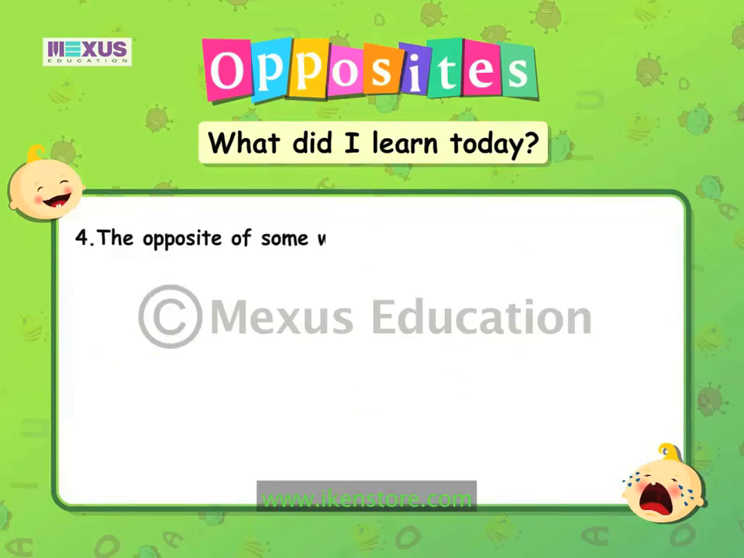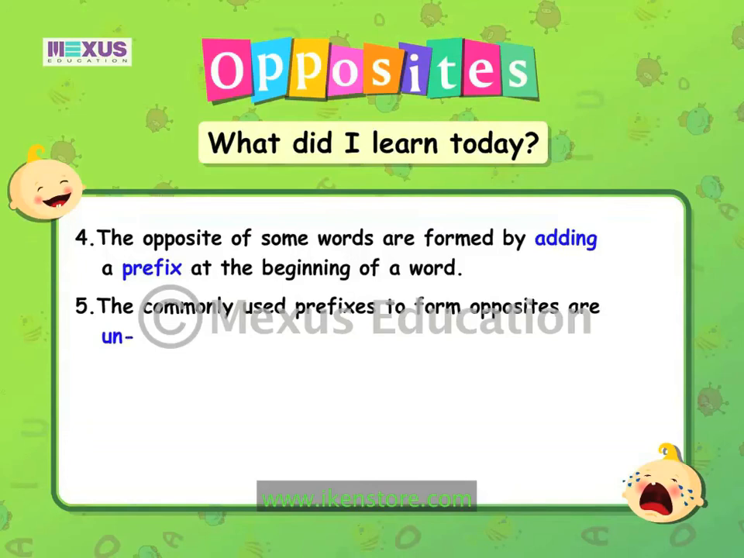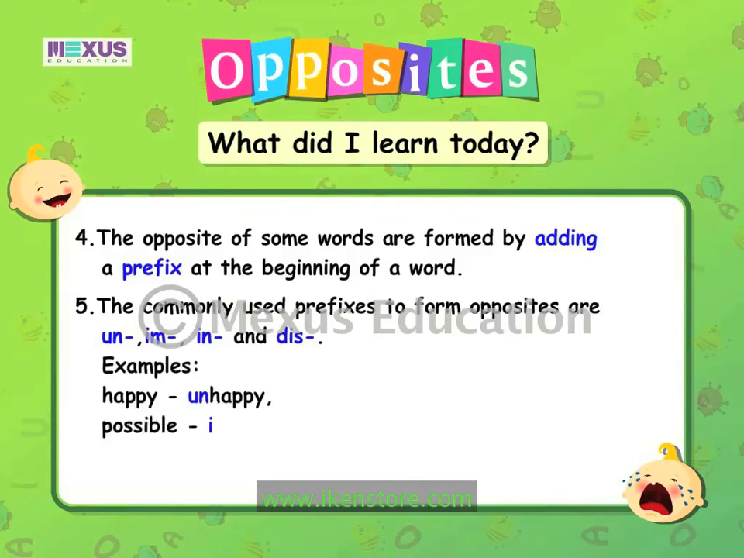The opposite of some words are formed by adding a prefix at the beginning of the word. The commonly used prefixes to form opposites are un, im, in, and dis. For example, happy and unhappy, possible and impossible, direct and indirect, like and dislike.